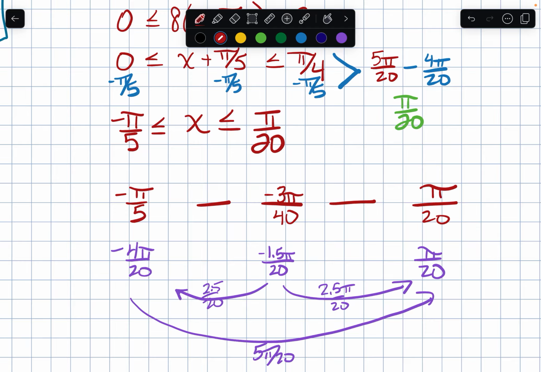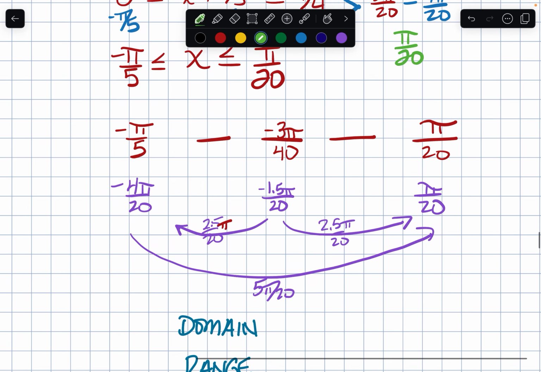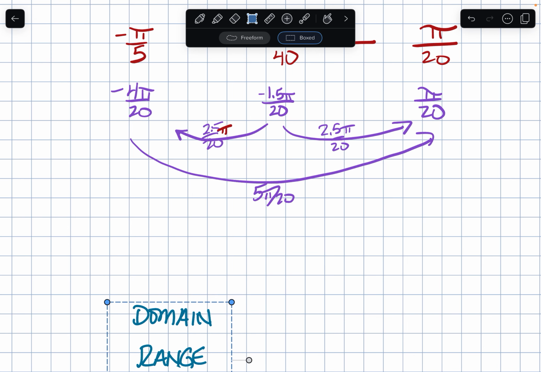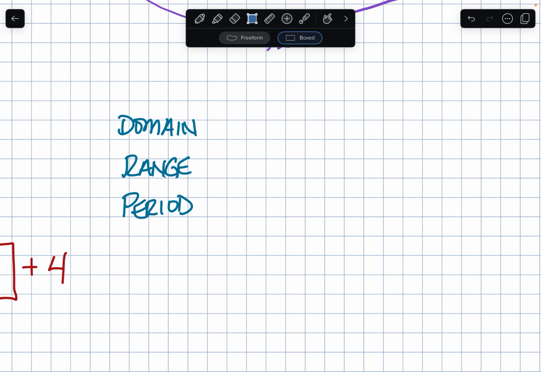Or on the left-hand side, negative 4 pi over 20, and add 2.5 pi over 20, you get negative 1.5. And again, I'm turning that into negative 3 pi over 40. That's my middle number. All right, so I'm going to switch colors here to try to help you some more. Now I've got to find in between a 40th, and I'm just going to get rid of all my domain and range here. That's going to move. We'll worry about that in a minute.